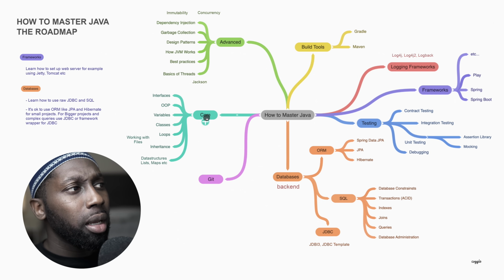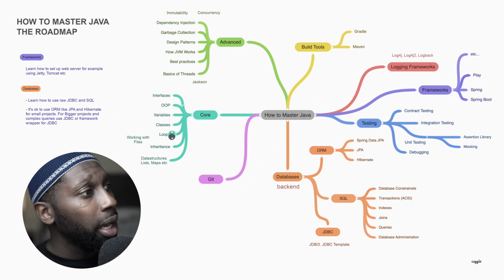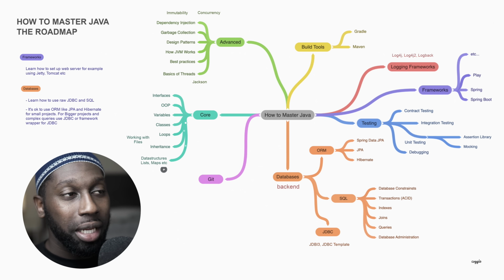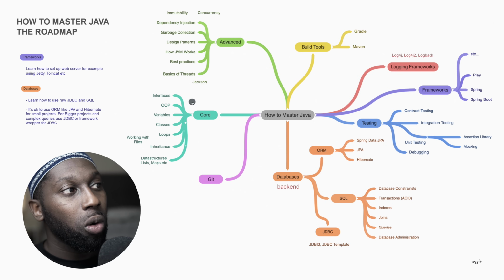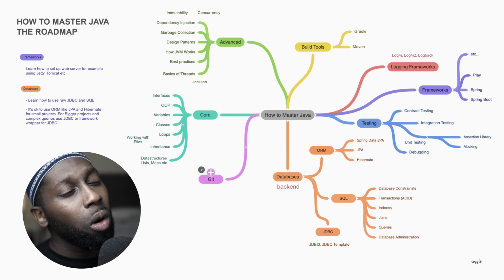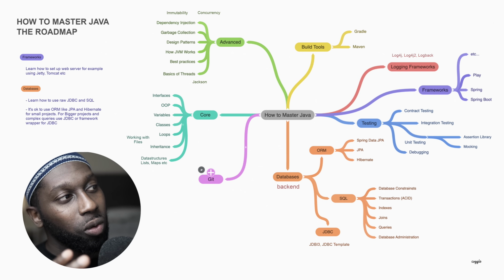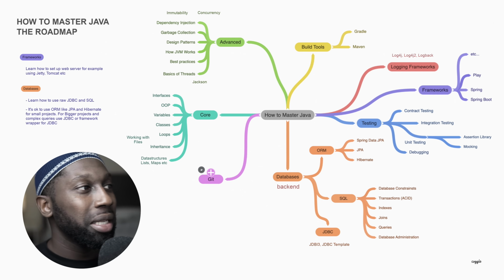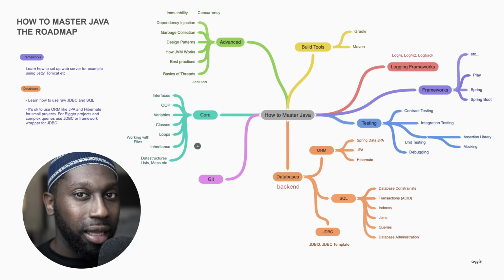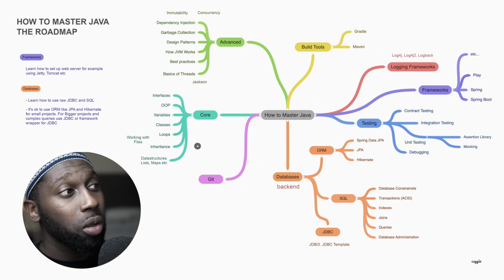So then moving on to core. This is where I've mentioned interfaces, OOP, variables, classes, loops, inheritance and other things, right? But this is the core of Java. Now, if you're not confident on how to work with interfaces, classes and all these things, then I definitely recommend you check my course on Java where I teach all of the basics.